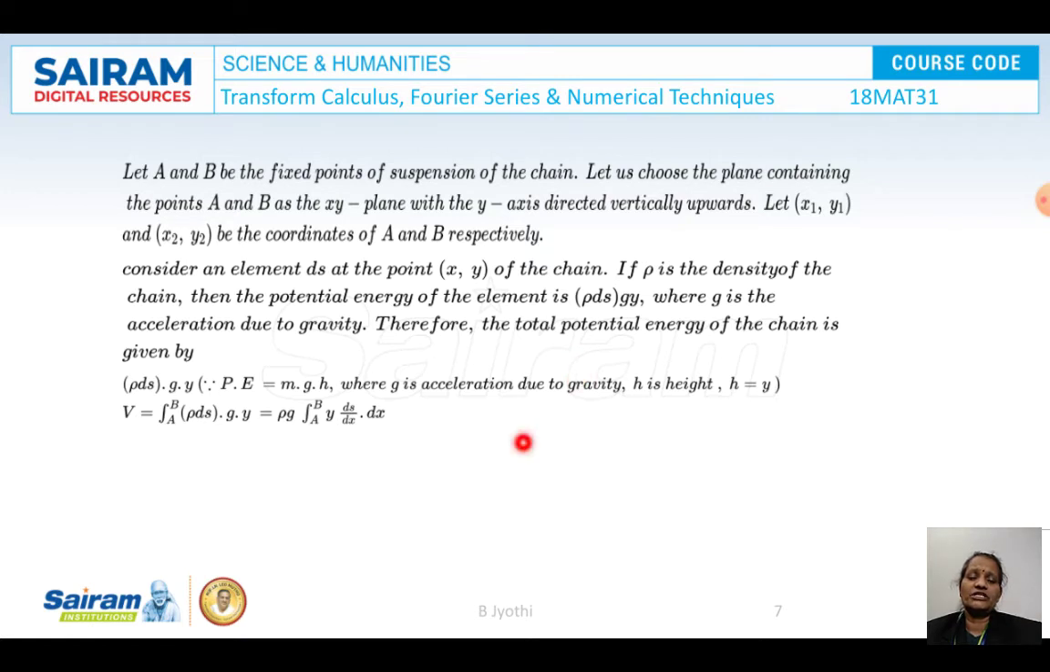Therefore, the total potential energy of the chain is given by rho ds g y, because the potential energy is given by mgh, where m is the mass, g is the acceleration due to gravity, and h is the height, where h is y in this case. So V is given by an integral, because we are integrating between the 2 points A and B. So the integral from A to B of rho g y ds. Rho g is a constant, so let us take it out of the integral. So rho g times the integral of y ds by dx dx, we get.